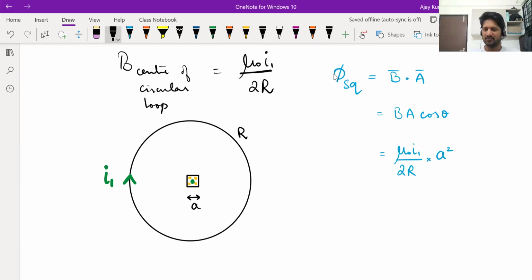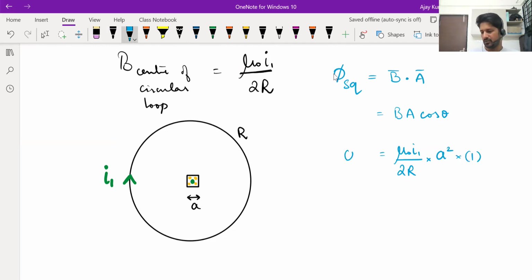So magnetic field is into the screen. That is, it's in the Z direction, perpendicular to the screen. Now the square is in the plane of your screen, so its area vector will be perpendicular to the screen. So magnetic field is perpendicular to the screen and area vector is also perpendicular to the screen. Then theta becomes 0, cos theta becomes 1.